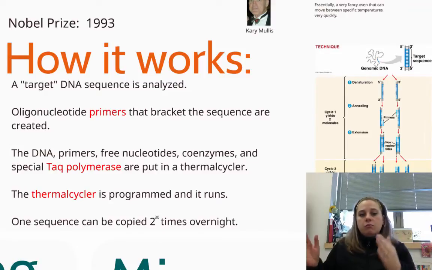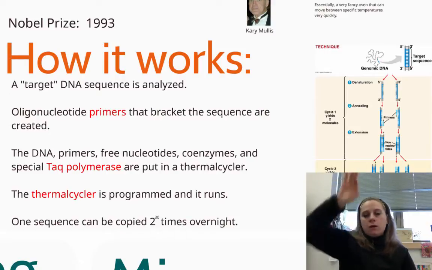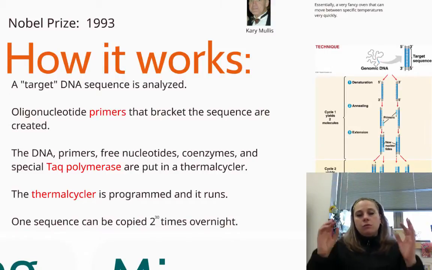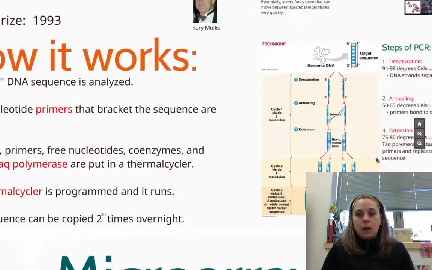Okay, so it programs and it can run, and in one sequence overnight, you can make as many as 2 to the 30th copies of that DNA overnight. Huge amounts just by raising and lowering and raising and lowering, and that exponential grows, right on up it goes. Okay, so here it is kind of in terms of what happens.